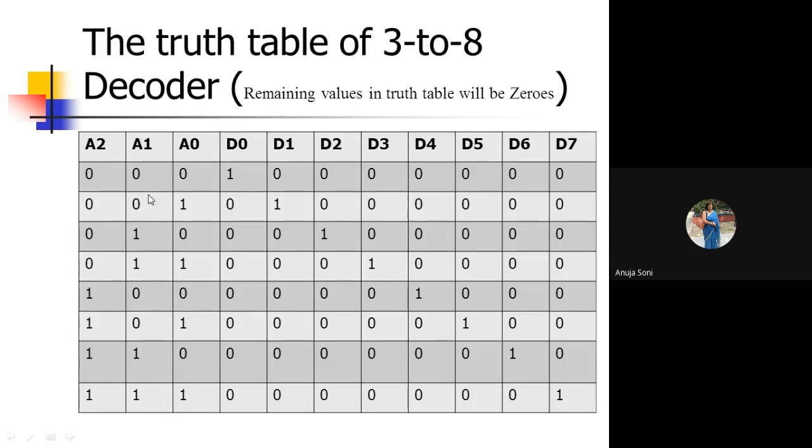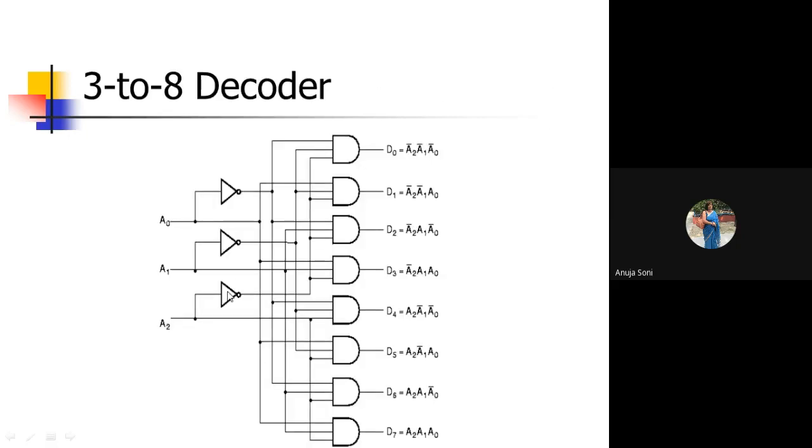Now in line with the truth table, you have to draw the logic circuit diagram. How will you draw it? On the basis of this truth table, you need 3 input variables: A0, A1, A2. You have 3 input variables and 8 output variables. And you have to place a formula in front of each output in order to draw the connections accordingly.